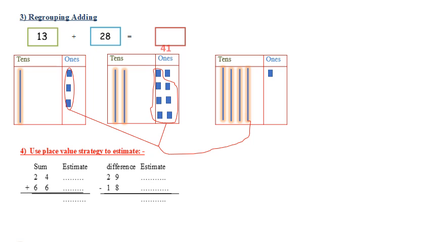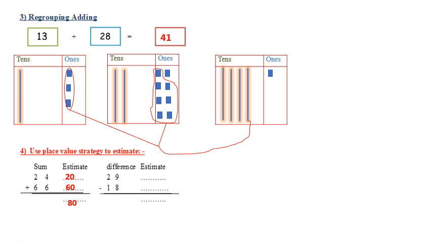Use the place value strategy to estimate. I wanted to add 24 plus 66. I'll estimate from the left side. Look, 2 in tens. 2 in tens. The value of 2 in tens equal 20. 66. The value of 6 in tens, 6 in tens equal 60. Okay, 20 plus 60 equal 80.